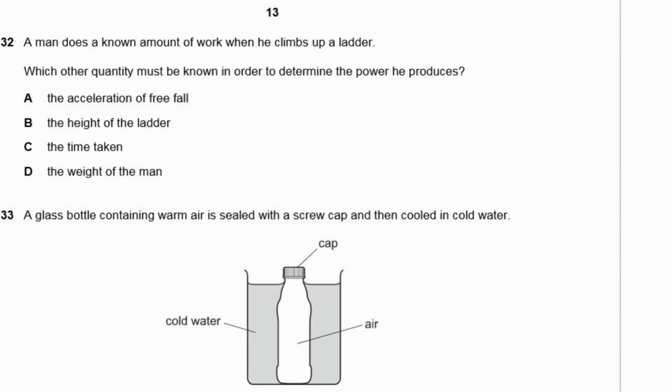32. A man does a known amount of work when he climbs up a ladder. Which other quantity must be known in order to determine the power he produces? Ooh, so we're looking for power. Well, power is given by work done divided by time. So if we know the work done, then we need to know the time. So the answer is C, the time taken.